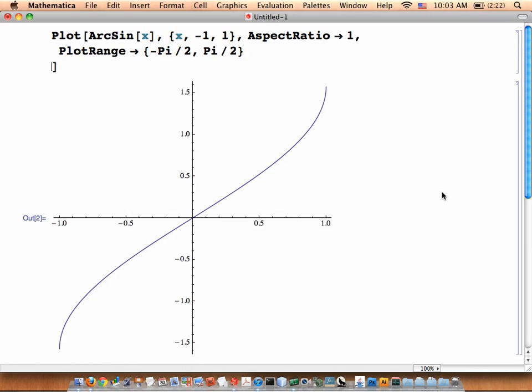And so now what you have here is the inverse sine. So the inverse sine of x has to be less than or equal to 1, greater than or equal to -1. The values have to be between, I'm going to call them y. Y has to be between π/2 and -π/2. Okay?